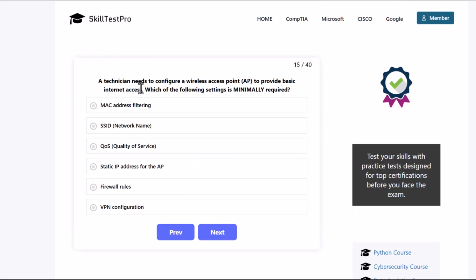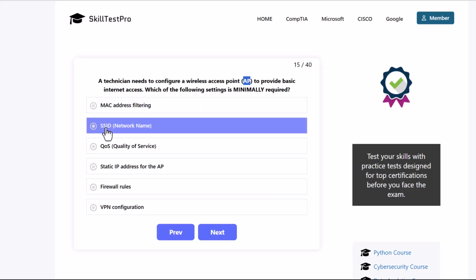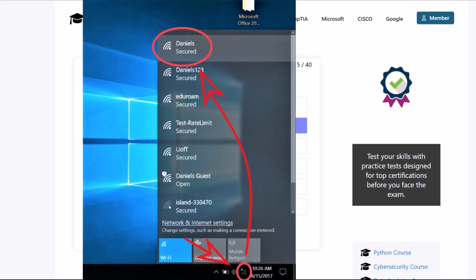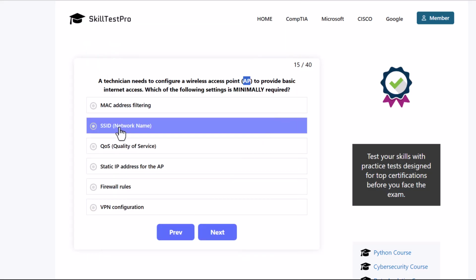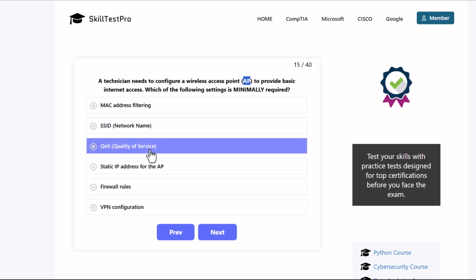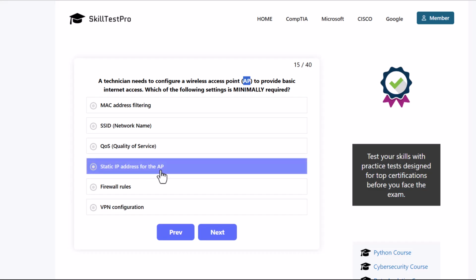And next question, a technician needs to configure a wireless access point or AP. As you know, wireless access points are also known as AP or simply access point, to provide basic internet access. Which of the following settings is minimally required? MAC address filtering, SSID. SSIDs are also network names which you see whenever you are opening, for example, your Wi-Fi connections or your internet connections. You would see this SSID if you would want to select some network name to which you would want to connect. QoS, quality of service, static IP address for the AP access point.